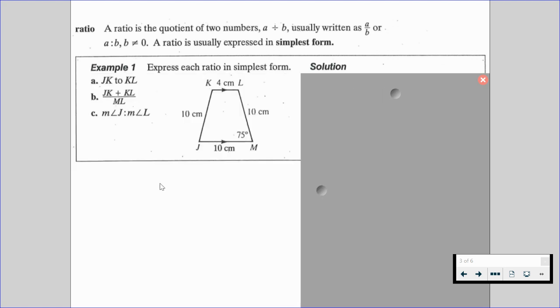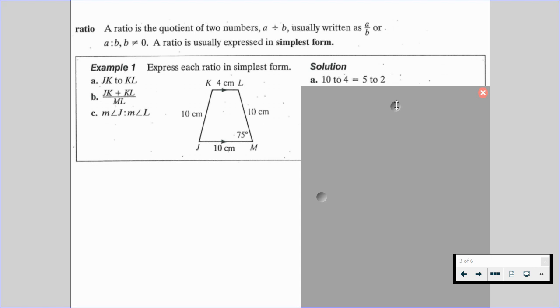So we have a, JK to KL, b, JK plus KL divided by ML, and the measure of angle J compared to the measure of angle L. Well, we have a trapezoid right here. It's an isosceles trapezoid, which is important to know. As we go over to the solutions, well, JK to KL is going to be 10 to 4, but we can simplify that to 5 to 2.